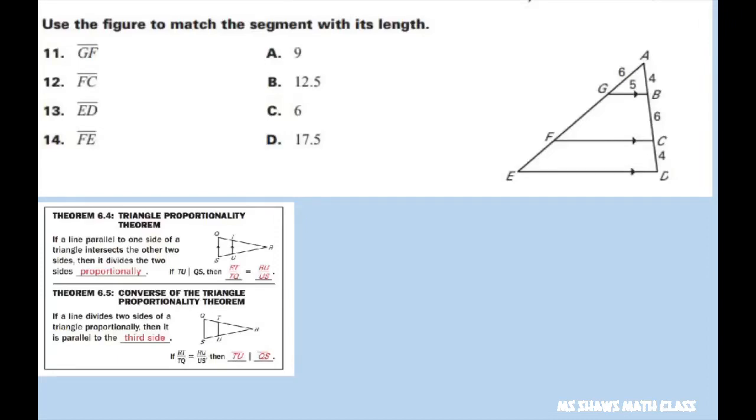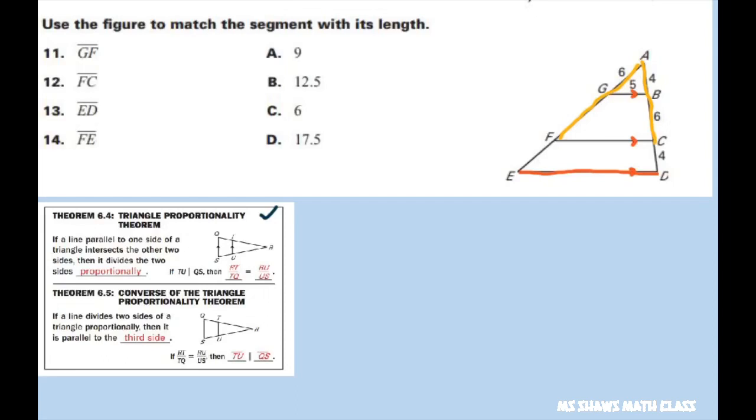Hey everyone, we're going to use the figure to match the segment with its length, and we're using the triangle proportionality theorem. We have two parallel lines, or actually three. So these two parallel lines line up with this side of the triangle, so this side of the triangle is proportional to this side of the triangle.